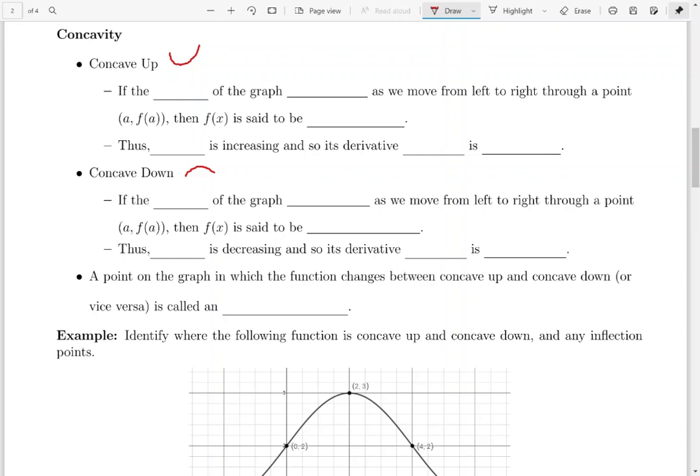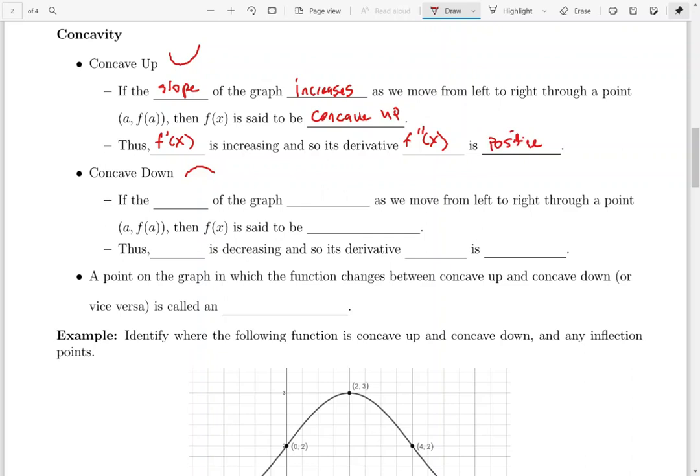So, if the slope of the graph increases as we move from left to right through a point, and that point is (a, f of a), then f of x is said to be concave up. Specifically, that says that f prime of x is increasing, so its derivative, f double prime of x, is positive.